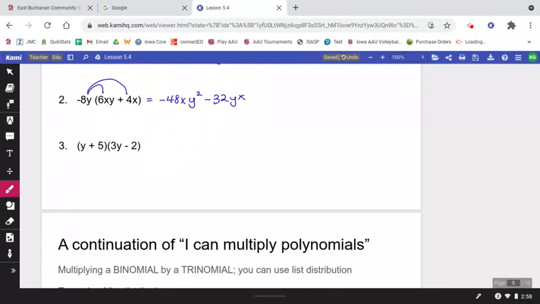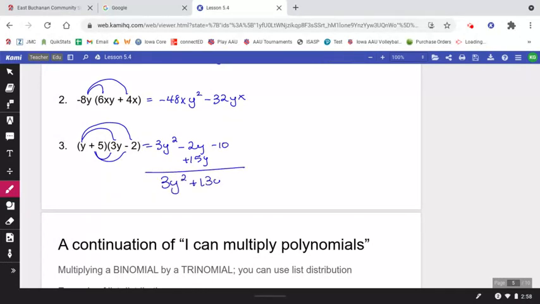This one is two binomials because of the addition and subtraction signs, so this will be a FOIL. Y times 3y is 3y squared. Y times -2 is -2y. 5 times 3y is 15y. And 5 times -2 is -10. 3y squared plus 13y minus 10.